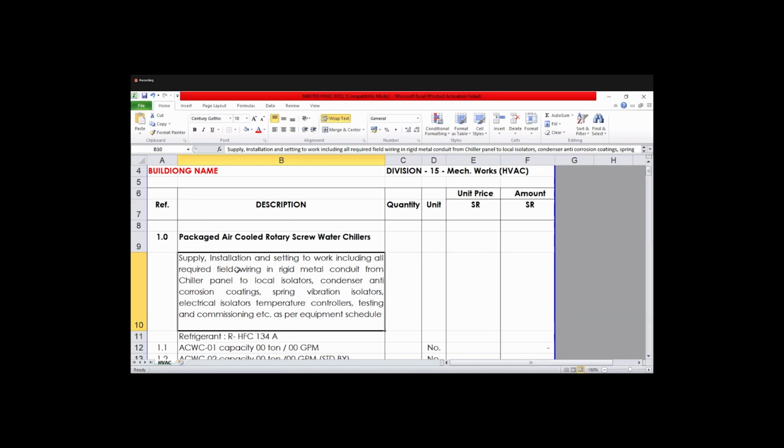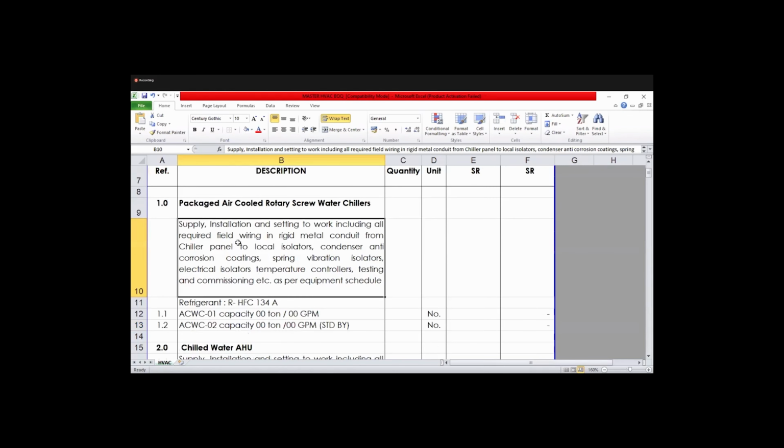In some cases the testing and commissioning is done by another contractor, the specialist testing and commissioning contractor. So they are doing testing and commissioning. Here the case is the same. Here the contractor's part is only supply and installation, the testing part is different. They have a different contract for testing and commissioning. So the scope considered is supply, installation and setting to work, including all required field wiring in rigid metal conduit from chiller panel to local isolator.